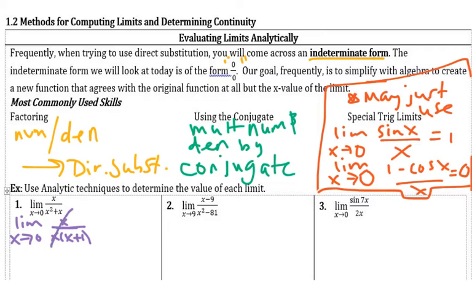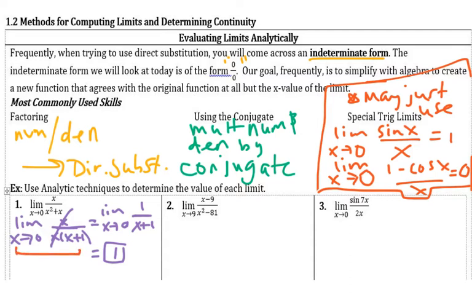I can simplify that. That's going to give me the limit as x approaches 0 of 1 over x plus 1. Now I'm going to use direct substitution. So I no longer need to write the limit as x approaches 0 because I'm actually directly substituting in. And when I do that direct substitution, I'm going to get 1 over 0 plus 1, which is just going to be 1.